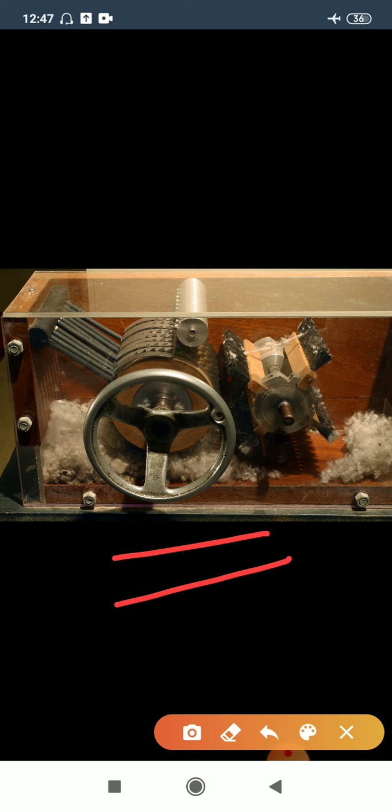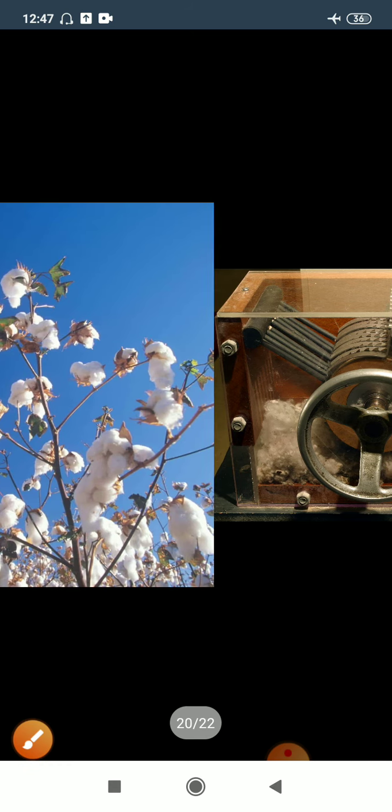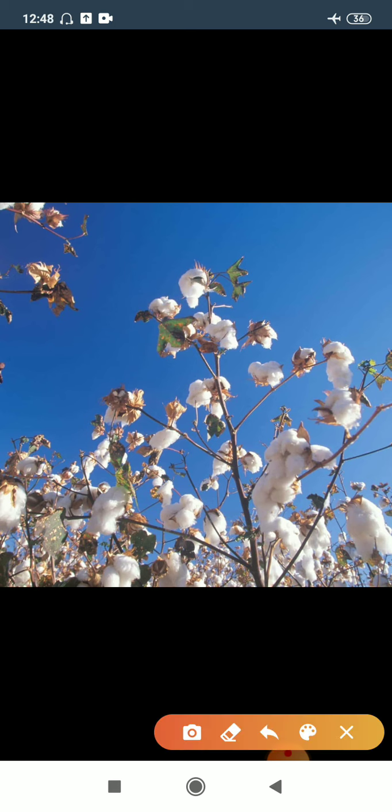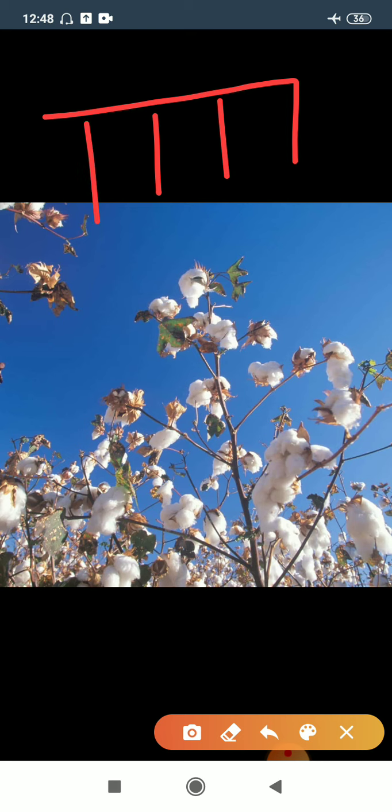From the balls, cotton is usually picked by hand. Fibers are then separated from the seeds by combing. So everyone knows that in combing the big combs were used.